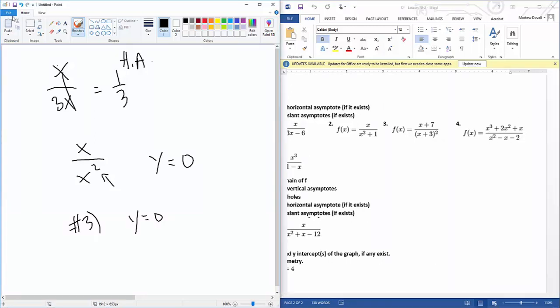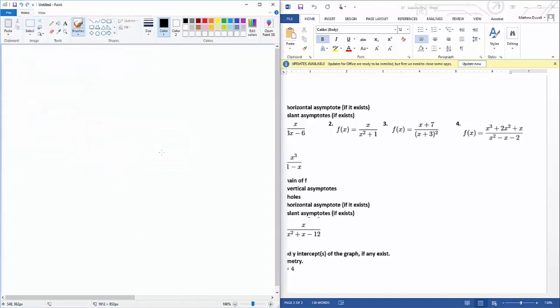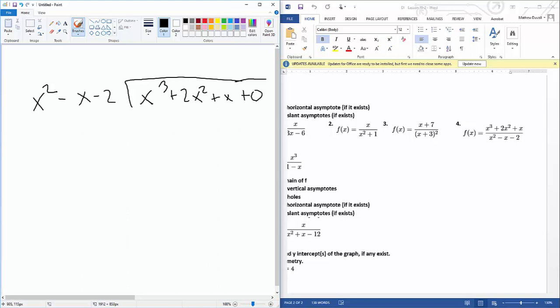So it's going to be a slant or oblique asymptote. For us to find that, we have to divide our polynomials, and you're going to have to use long division. Placeholder for the constant. So x squared goes into x cubed, x times, multiply, then subtract.